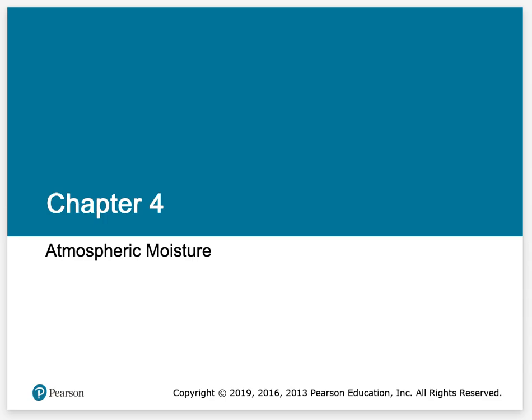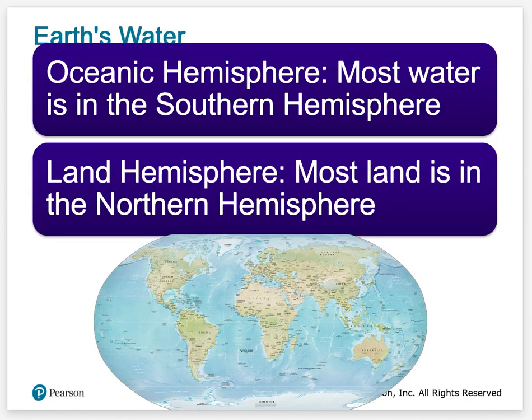In this lecture, we are going to review Chapter 4, Atmospheric Moisture. So first, let's look into the Northern Hemisphere and the Southern Hemisphere. Like it states on the slides, the Northern Hemisphere is known as the land hemisphere because most land is concentrated in the Northern Hemisphere compared to the Southern Hemisphere, which is mostly water or the ocean basins, and this is known as the Oceanic Hemisphere.